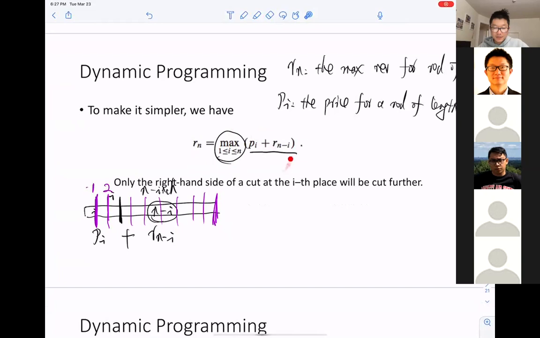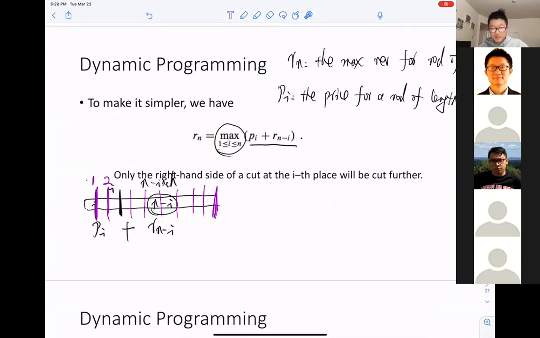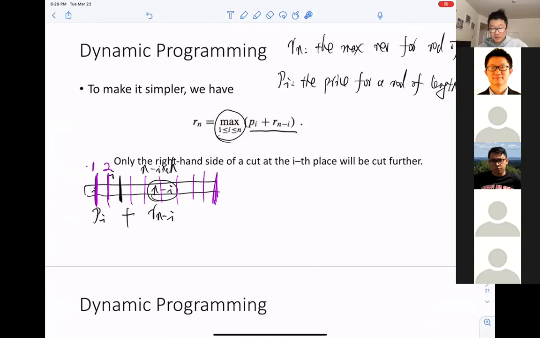So we take the possible places of the first cut that give the highest total revenue. For here, this is just one equation and it seems very simple, but if we calculate the solution from this mathematical formula, it takes 2 to the power of n time.